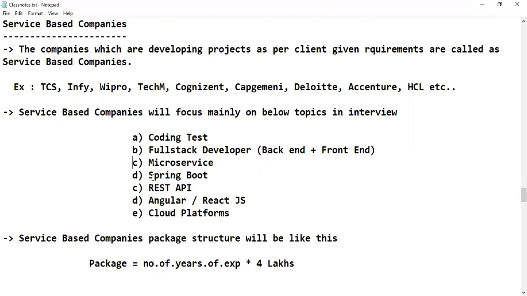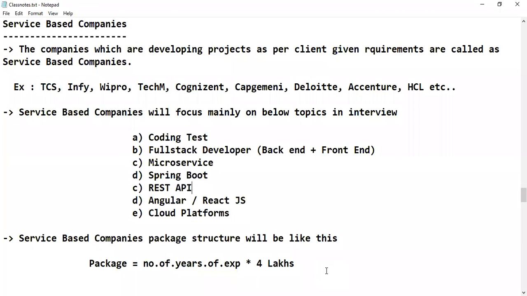Then you will go to the client location. You will work in the client location. You will get the salary as per that location. If you are working in India, you will get paid in rupees. If you go and work in the US, you will get paid in dollars. In India, they will pay salary monthly, but in the US, they will pay salary hourly. Hourly $40, hourly $50.